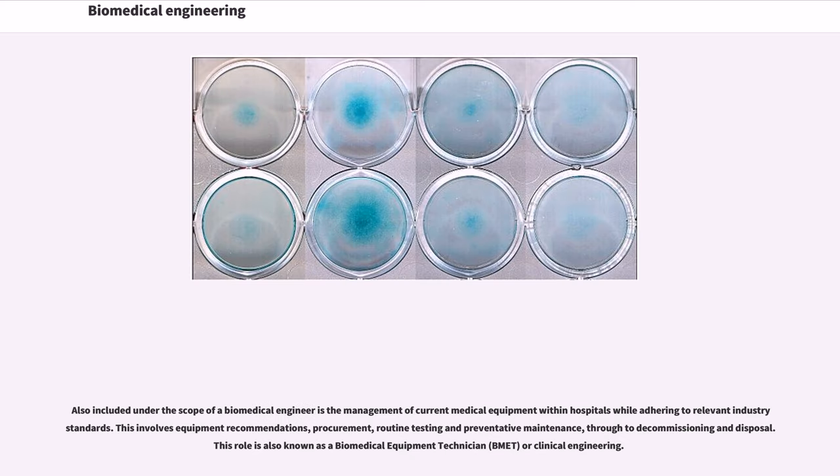Also included under the scope of a biomedical engineer is the management of current medical equipment within hospitals while adhering to relevant industry standards. This involves equipment recommendations, procurement, routine testing and preventative maintenance, through to decommissioning and disposal. This role is also known as a biomedical equipment technician, BMET, or clinical engineering.